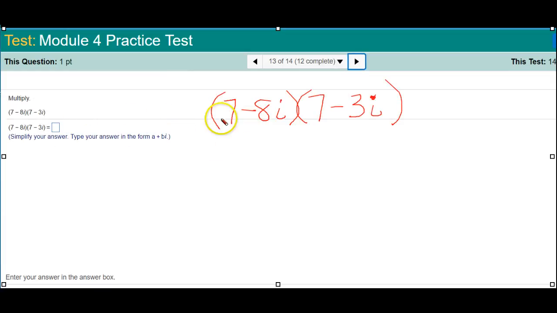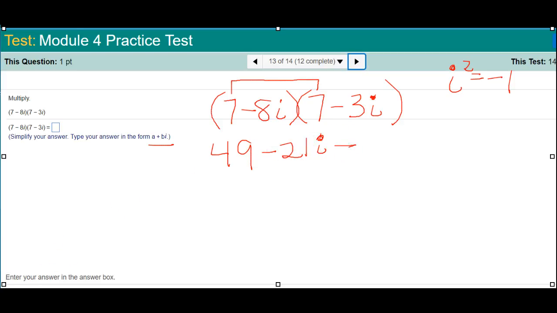Now in this example, we're asked to FOIL, and then once we FOIL, put it in this complex number standard form, and we always keep in mind that i squared equals a negative 1. So we never leave an i squared in the expression. So foiling this now, that's 49. My outers are a negative 21i. My inners, a negative 56. And my last are a positive 24 i squared. But we said i squared is a negative 1.